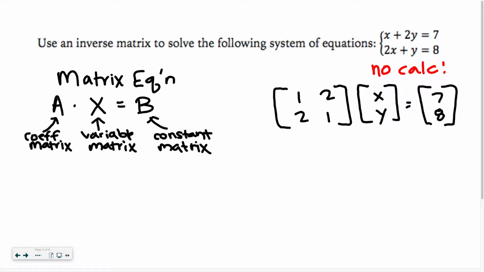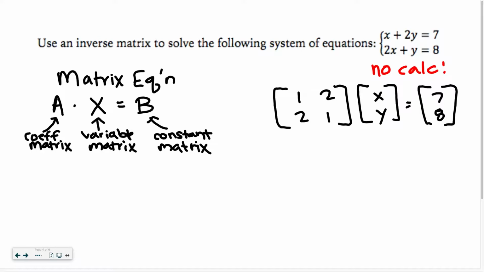Let me stop for one moment and think about why writing out the matrix equation like that works. Think about matrix multiplication from Friday. I would take this row, 1 and 2, multiply it by this column, x and y. So 1x plus 2y would equal the entry over here, 7. That's the first equation. And then the second row times the column, so 2x plus 1y would equal the second entry over here, 8. That's the second equation.